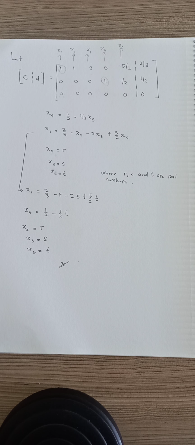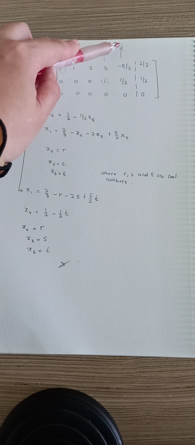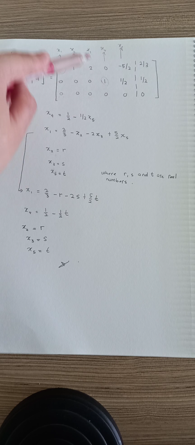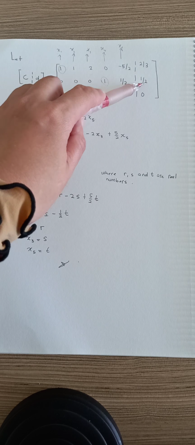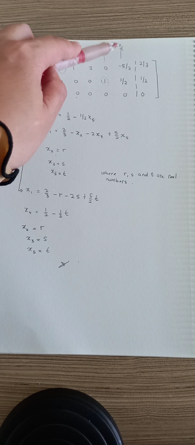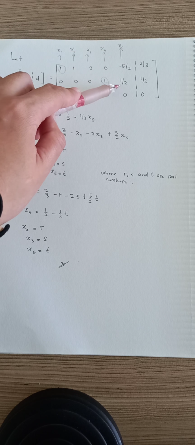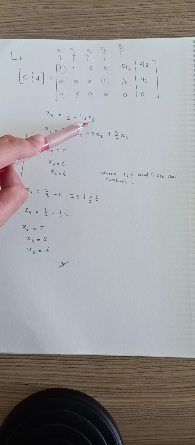So when there is no leading one, we hold it for a second. Let's solve for x1 and x4. So x4 equals half, minus half x5. This is the column for x5, column for x4, column for x3, column for x2, column for x1. So this one is minus a half. Since this is column x5, so this is half x5.